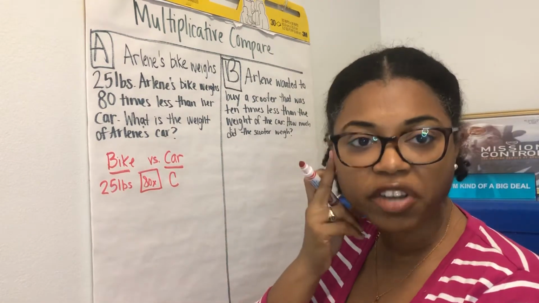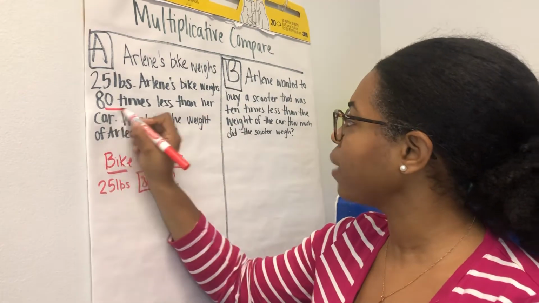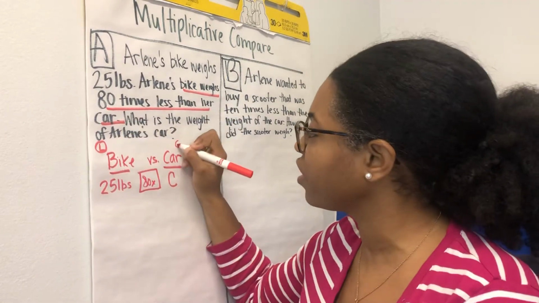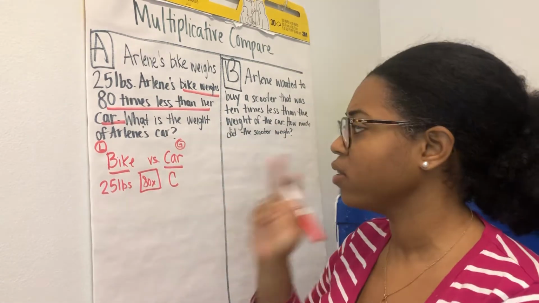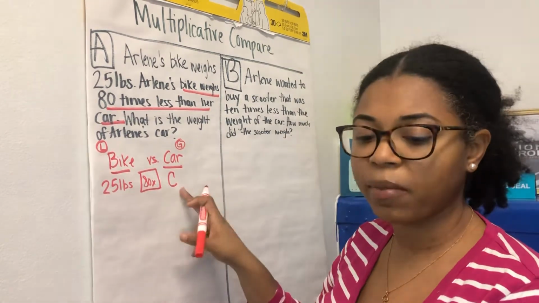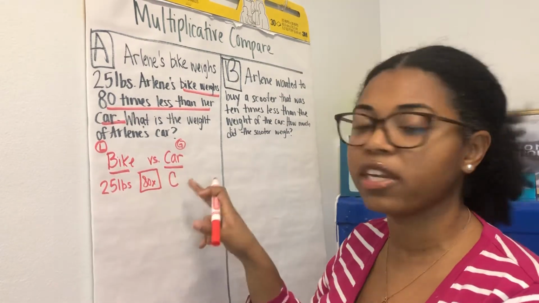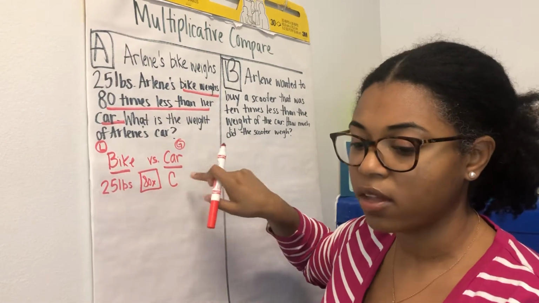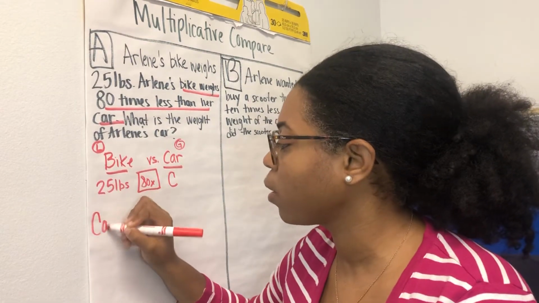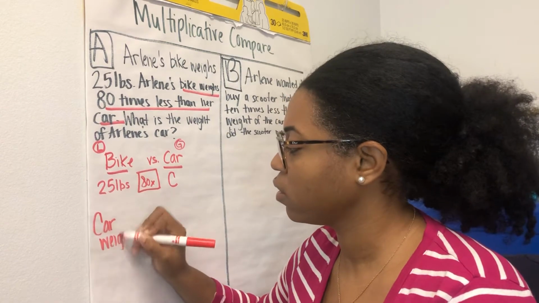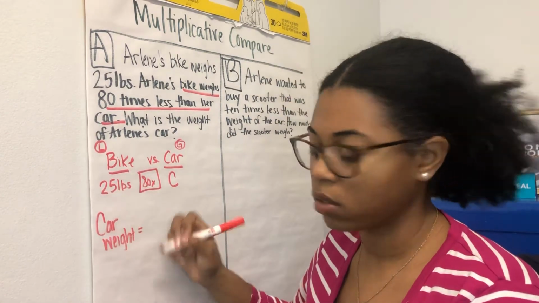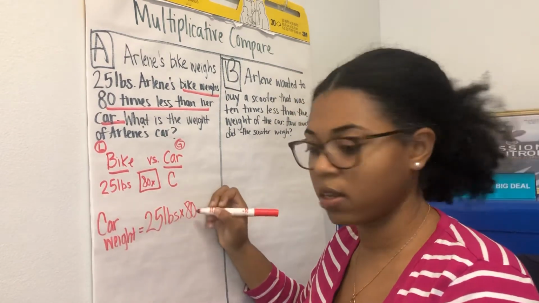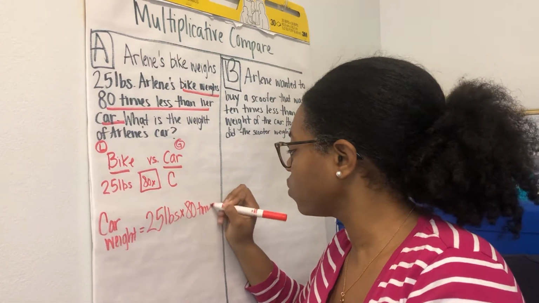Now let me think, which one is greater, which one is lesser? So it says 80 times less than her car. The bike weighs less, so the bike is the less. The car is the greater, and that makes sense. Okay. So I need to figure out the weight of her car. Let me think. What makes the most sense? It's multiplicative compare. If I'm trying to find the bigger number and it's 80 times greater, I need to multiply. So that means the car weight equals 25 pounds times 80 times greater.